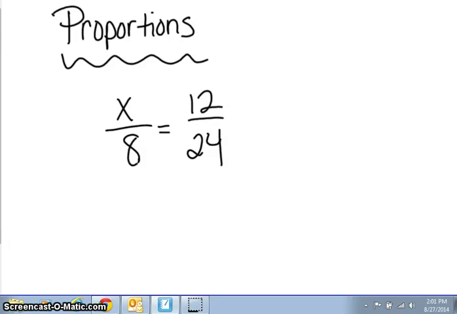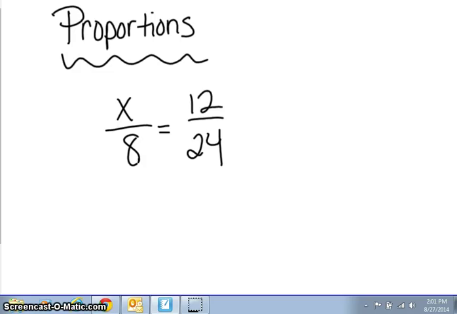Okay, this should be review. Proportions. When you see an equal sign between two fractions, that's implying that they are proportionate or they are the same. They can be reduced to the same thing. There's several different ways you could solve a simple one like this, but I want to review cross multiplying because that's what we're going to use for a more difficult one in just a second.